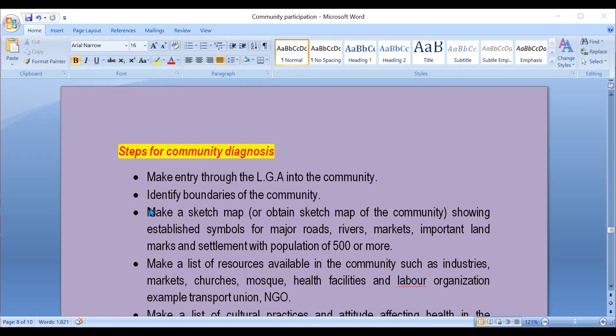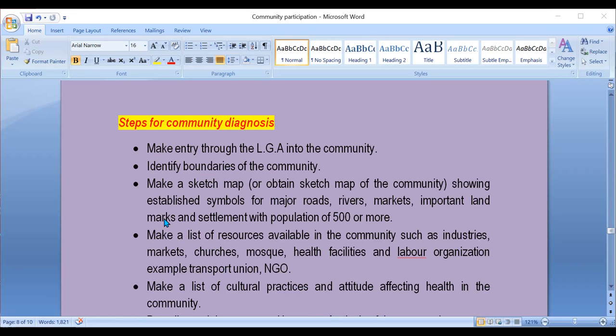Now, let's look at the steps for community diagnosis. First, you have to make entry through the local government into the community. That's the first step. You have to go to the local government, get the required approval before you go to the community. Then you also have to identify the boundaries of the community. Then you are going to make a sketch map of the community, or you obtain one from GIS.